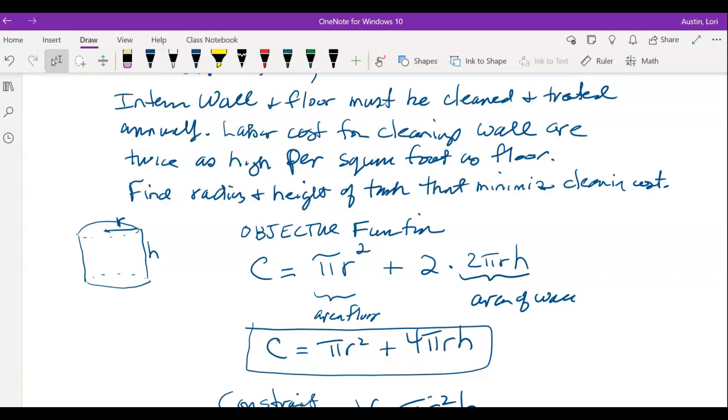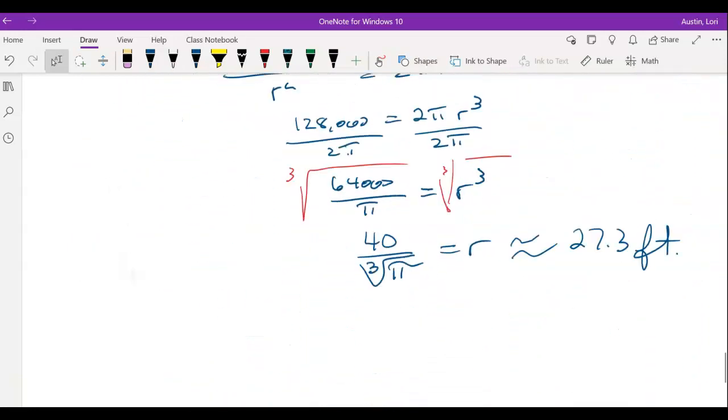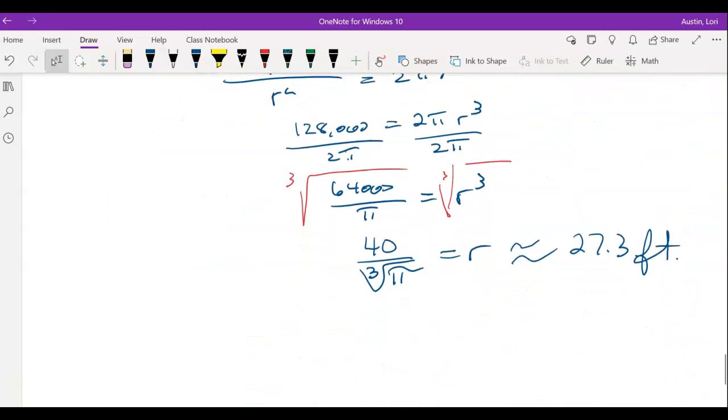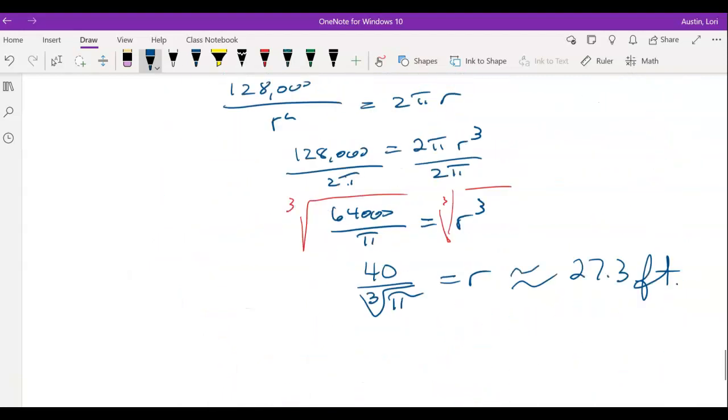Sometimes the question will ask, hey, what is the minimal cost, right? But it would have to actually give you a cost per, which it didn't do. But you can at least find the radius and height. So we got the radius. All we need to do is find height. And somewhere we found the height to be, there it is. We're going to use this. Height is 32,000 divided by pi times r squared.